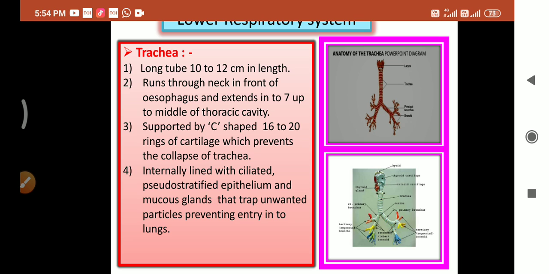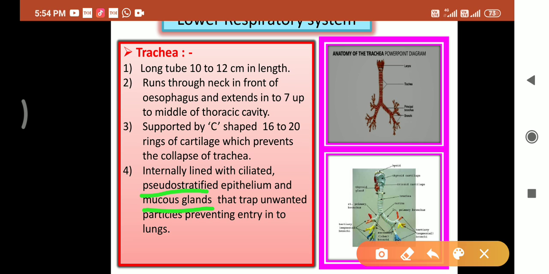Right? Internally it is lined with ciliated pseudostratified epithelium. What is the name of the epithelium present inside the trachea? That is pseudostratified epithelium. And mucus glands, this is very important. Mucus glands, why mucus glands?